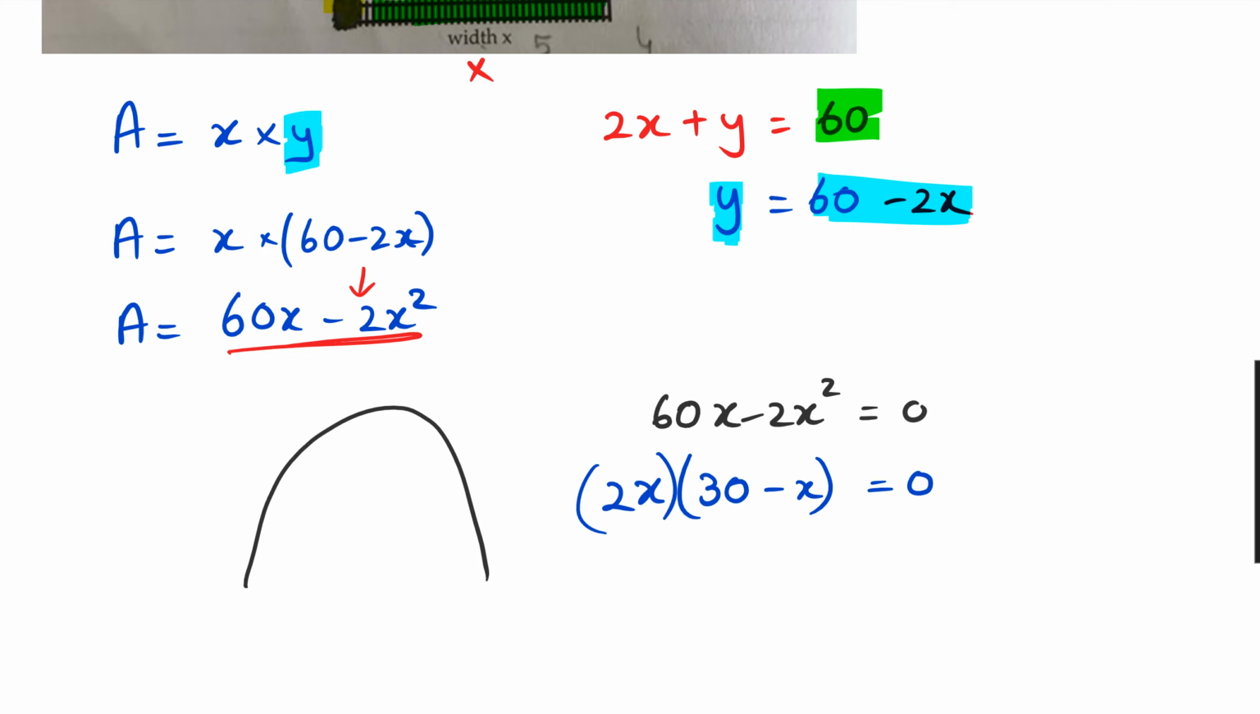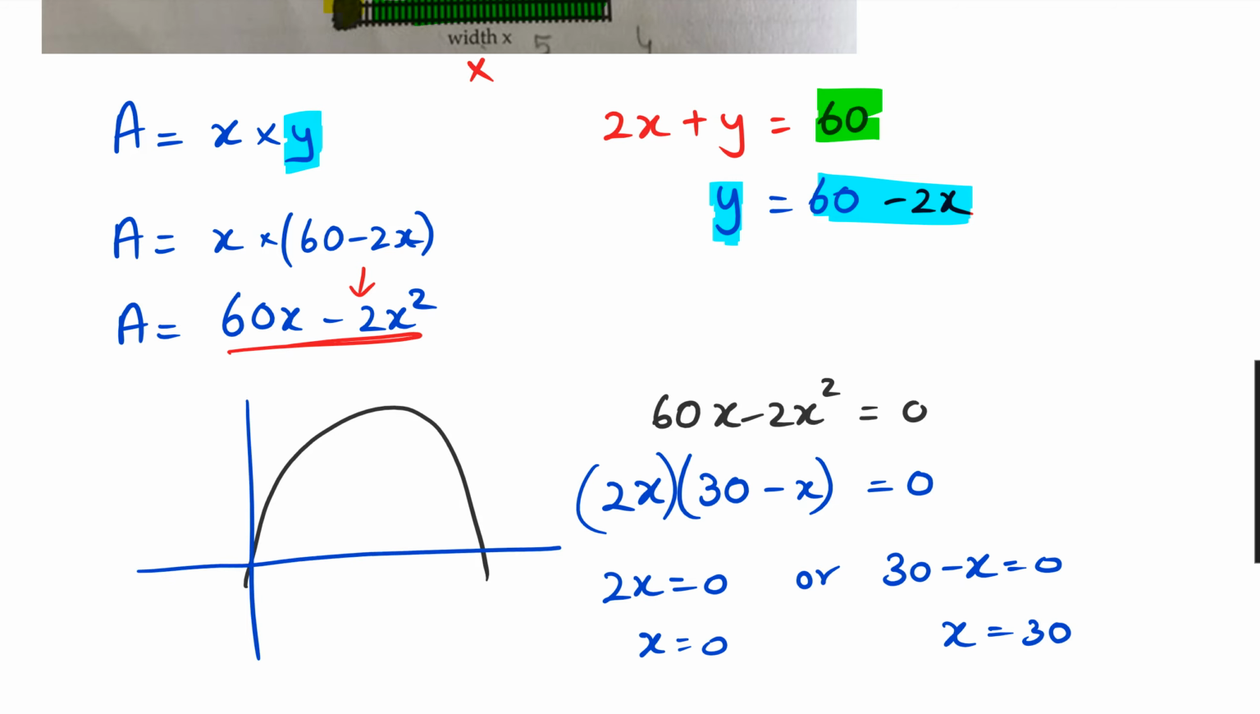Now if you go back to your MCAT days, we've got 2x equal to 0, or 30 minus x equal to 0. If you don't have a graphics calculator, you can still do this method, and it just works out. So x is equal to 0, or when we rearrange, x is equal to 30. That means our graph is going to look something like this, where this point here is 0, and this point here is 30. Now because a parabola is symmetrical, I know my parabola is not the best. Maybe I'll try and draw a symmetrical one.